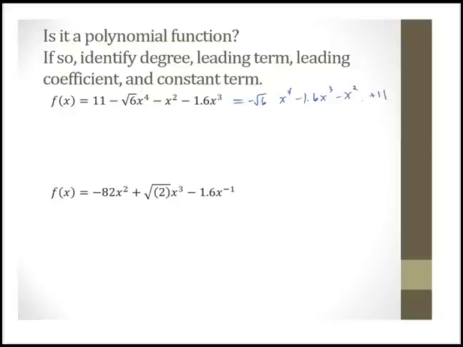Notice we're missing an x term, and so we could understand that there's a 0x term. So this is a polynomial. Notice how on x we have x to the 4th, and that's a non-negative integer. X to the 3rd, that's a non-negative integer. X to the 2nd, non-negative integer. So yes, this is a polynomial.